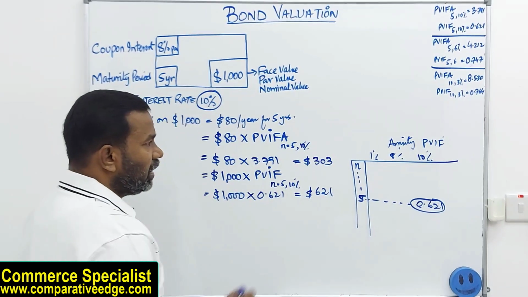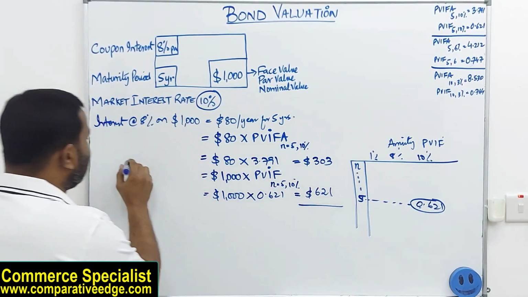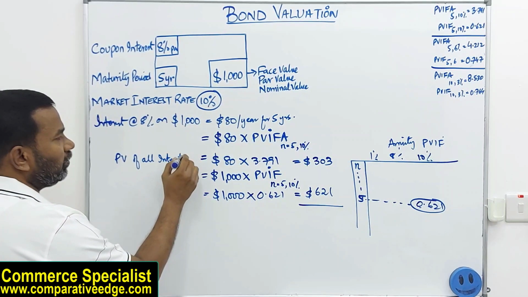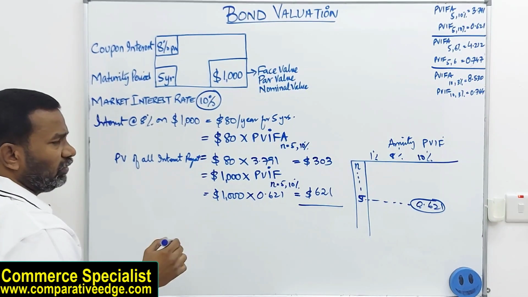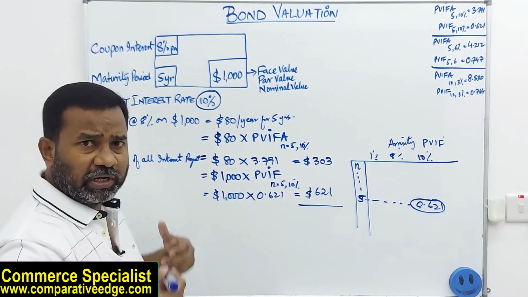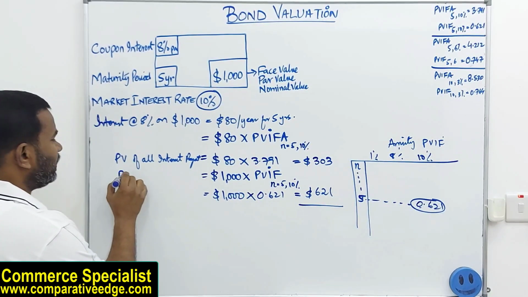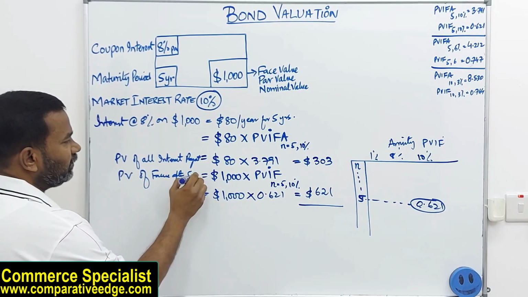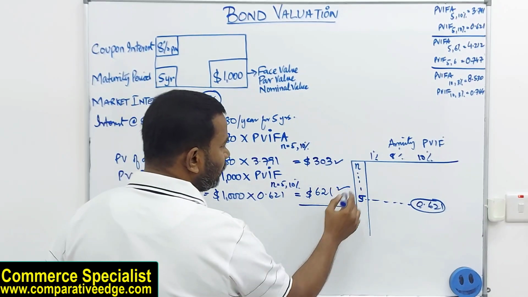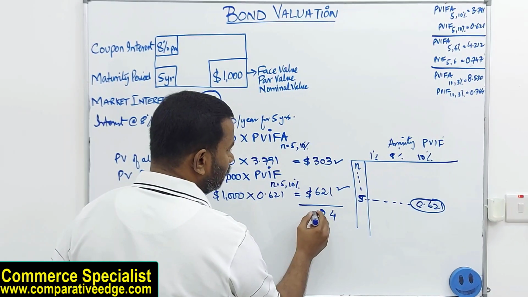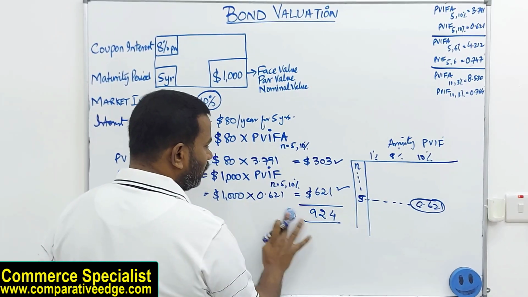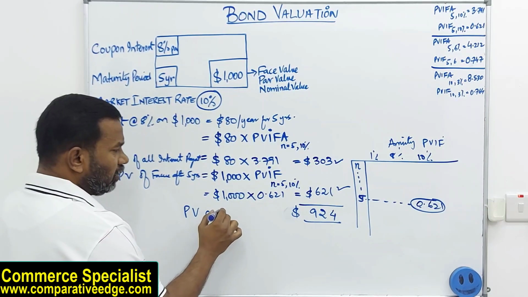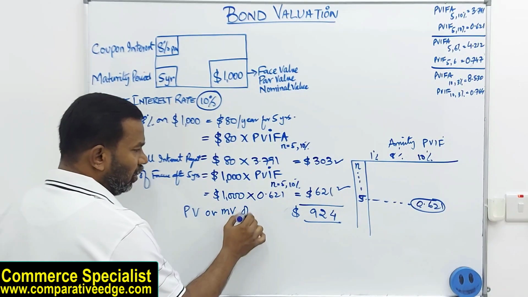$621. So now when you add the present value of all interest payments or receipts, if you are an investor, you are calculating it as receipts. For a company, it's payments. And the present value of face value after 5 years. So when you add the two, how much are you getting? $924. So this is the present value, or you can call it the market value of the bond.